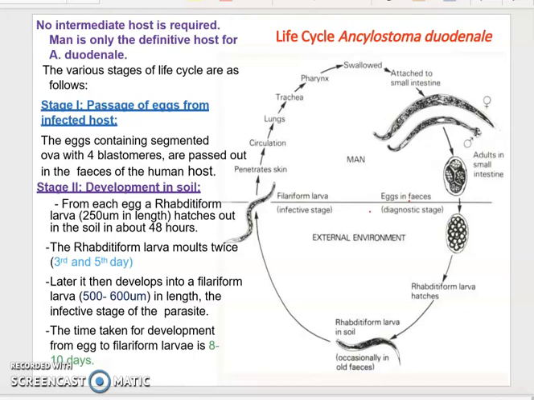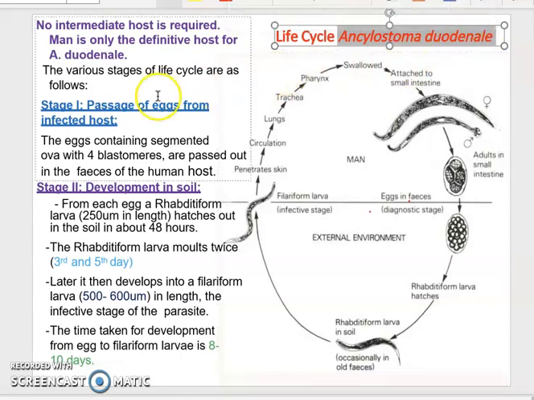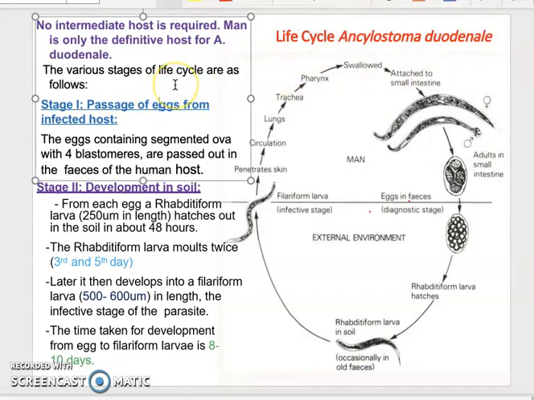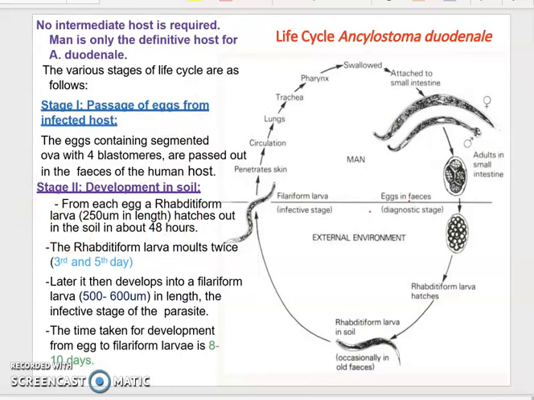Welcome back, students. We will continue with the second parasitic nematode, that is Ancylostoma duodenale. We have finished the common structures and the morphology of Ancylostoma duodenale, and now let's pass on to its life cycle. This life cycle is completed in man, and an intermediate host is absent.